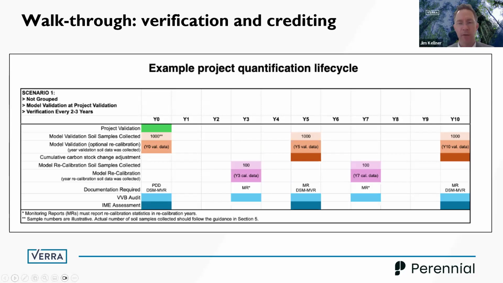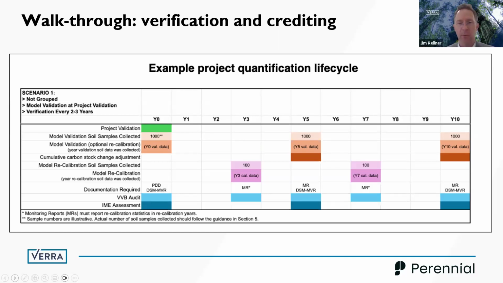Then we go to year 5. At year 5, there's a large recalibration of the model. So another 1,000 samples are collected. You can see there's a model validation that takes place at year 5 that didn't occur at year 3. A cumulative carbon stock change adjustment would occur here in year 5, but only if credits have been issued in year 3. In the tool, we provide a footnote that describes a hypothetical scenario where a cumulative carbon stock change adjustment might be necessary. The idea here is to reconcile the answer you get at year 5 with whatever you thought was true at year 3.